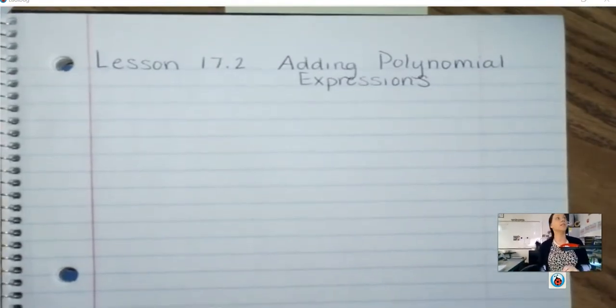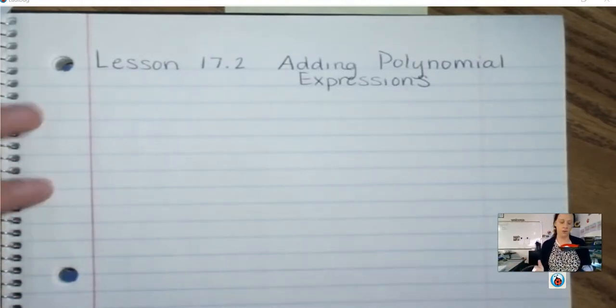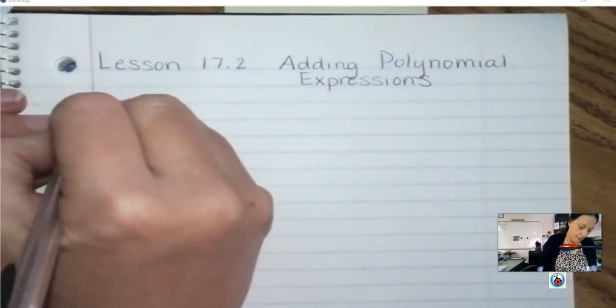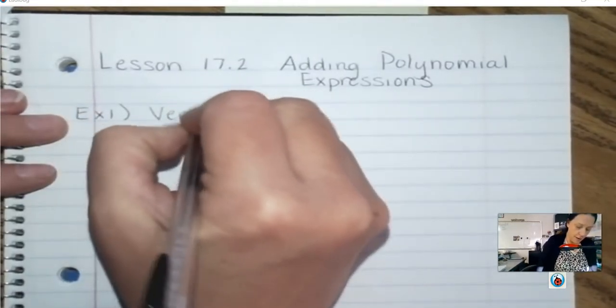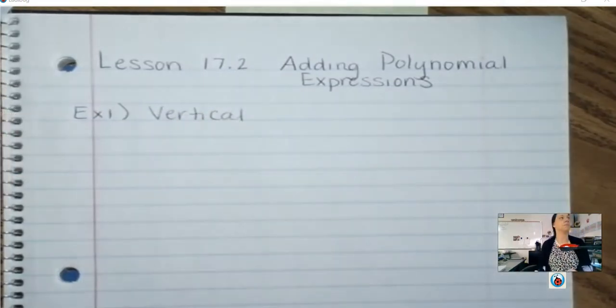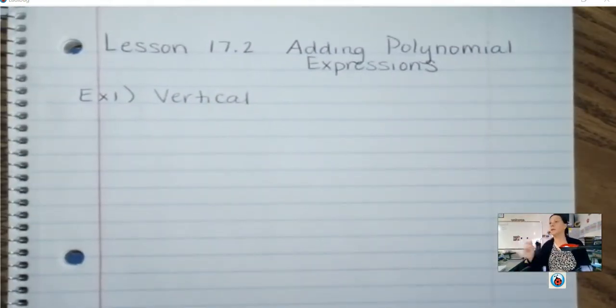There's two ways to do it. So I'm going to teach both ways. I don't care which way you choose. Whatever way sticks in your head that you like, you can do. Example 1 is using the vertical format. So vertical is up and down. So we're going to be adding polynomials going up and down.